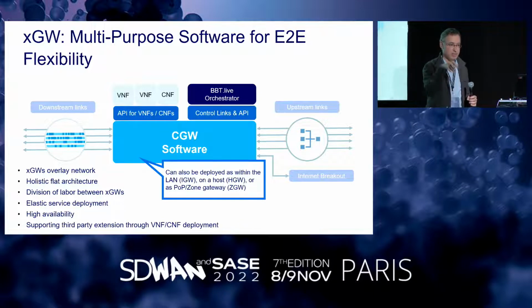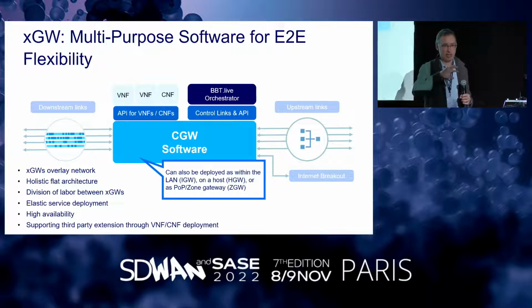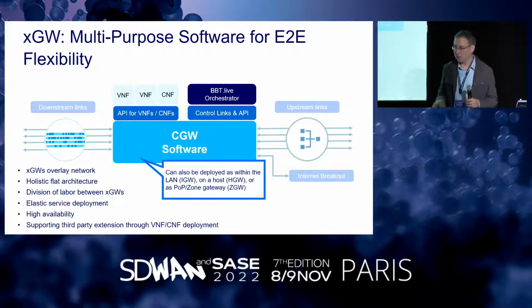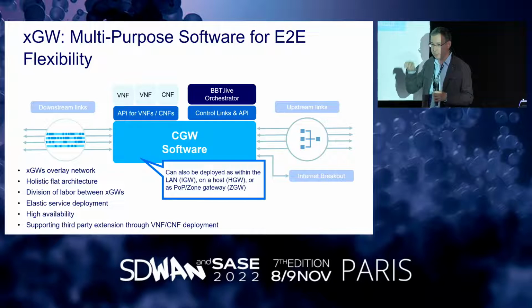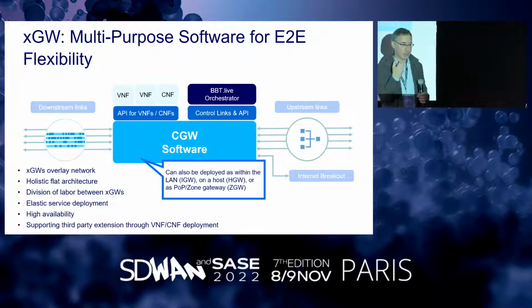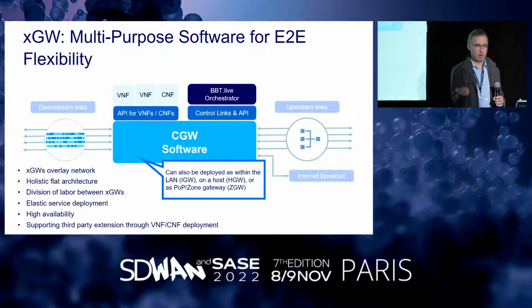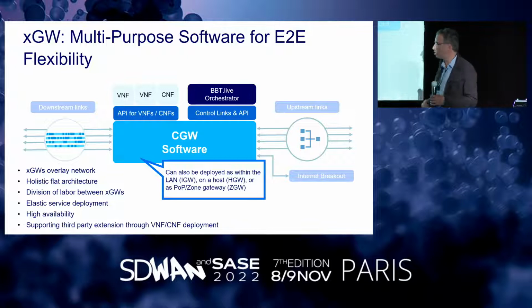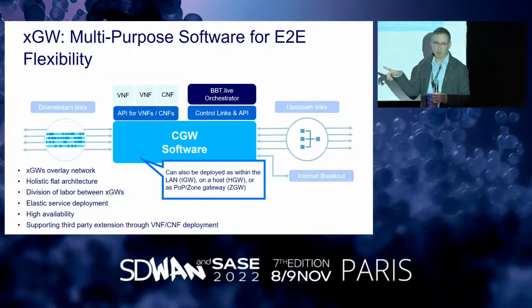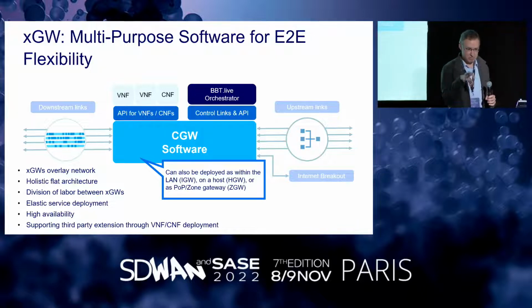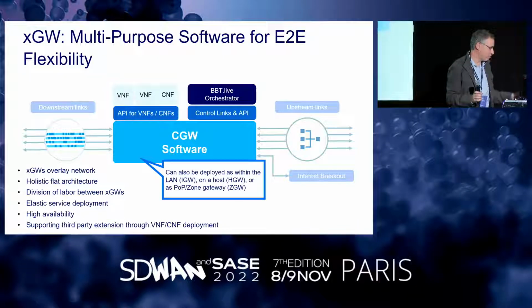That's why we get visibility inside the LAN, not just on the WAN. We can deploy it within the LAN as an internal gateway, even on a single host, because this software is very lightweight. We can deploy it on a single PC or a single host if you want to work from your home. We call it a host gateway. And for multi-cloud purposes, we also have a zone gateway, but it's the same functionality for everything.